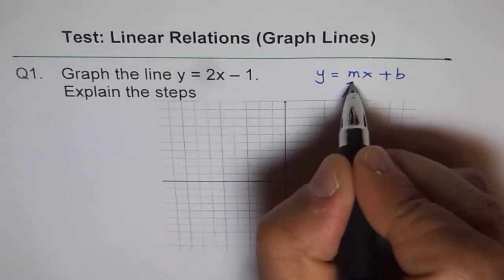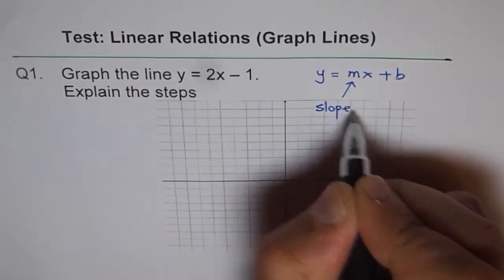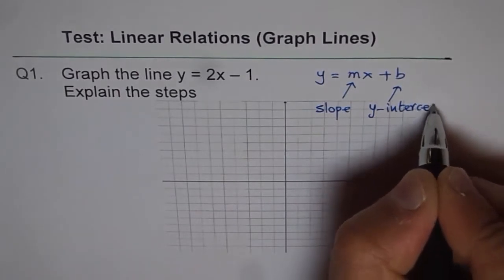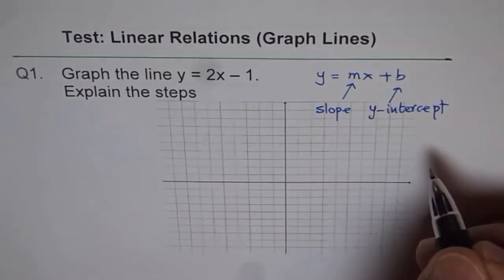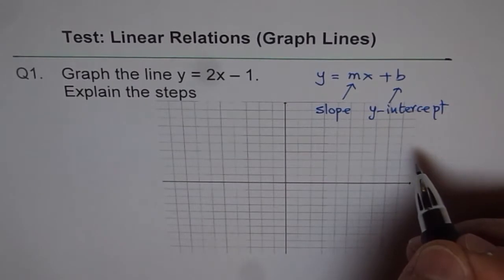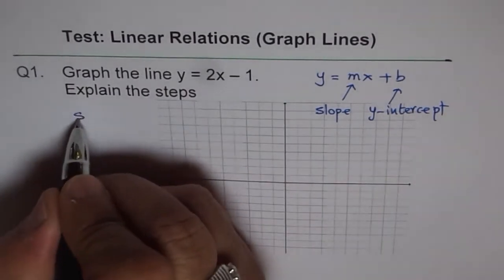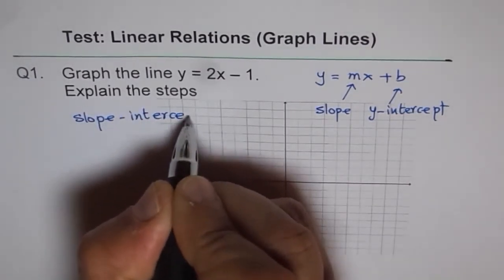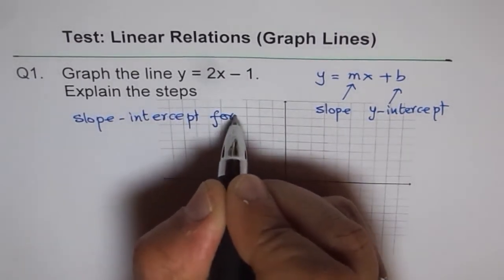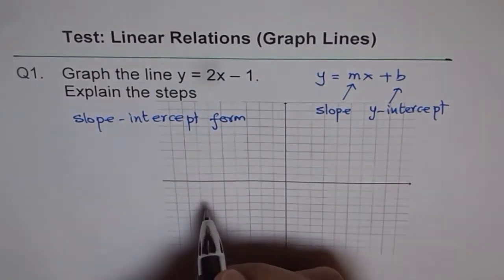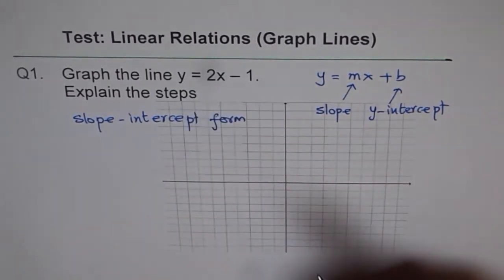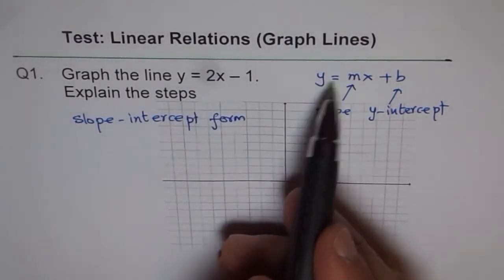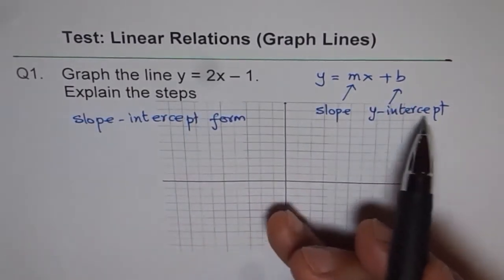Where m is the slope and b is the y-intercept, right? And therefore this form of equation is called slope-intercept form. So I'll write here, it is slope-intercept form, right? So the good thing about it is that you don't have to do any calculations. You can read the values. For example, this 2 is the slope, just compare, and minus 1 is the y-intercept, correct?